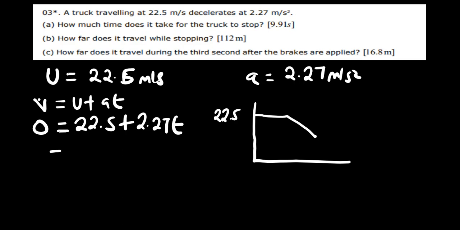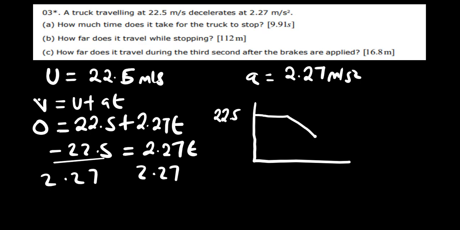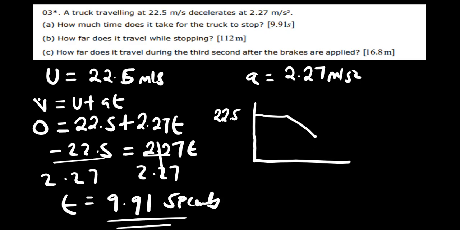So we have negative 22.5 is equal to negative 2.27 t. So I'm going to divide by 2.27 on both sides. So my t will just be equal to 22.5 divided by 2.27, which is 9.91 seconds. So this will be the time. Whether I put a negative or not, time is not negative, so you just ignore the negative, and this will be the time it will take for the truck to stop.